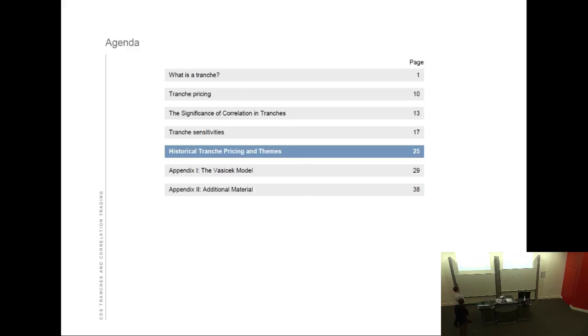But some people think that you have zero jump to default in a mezzanine tranche because you are not exchanging cash flows. But that's not quite right. Your position will definitely move if there's a default. It's just a market move rather than a cash flow.